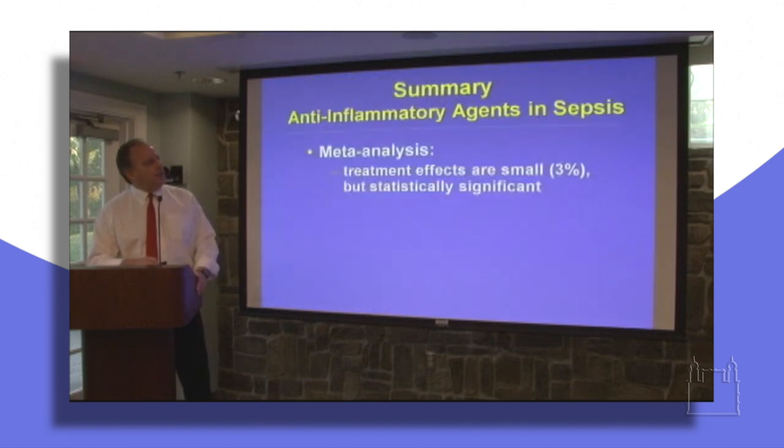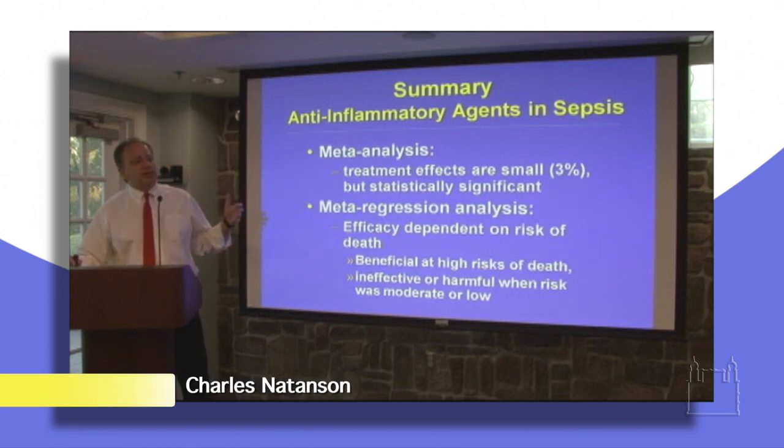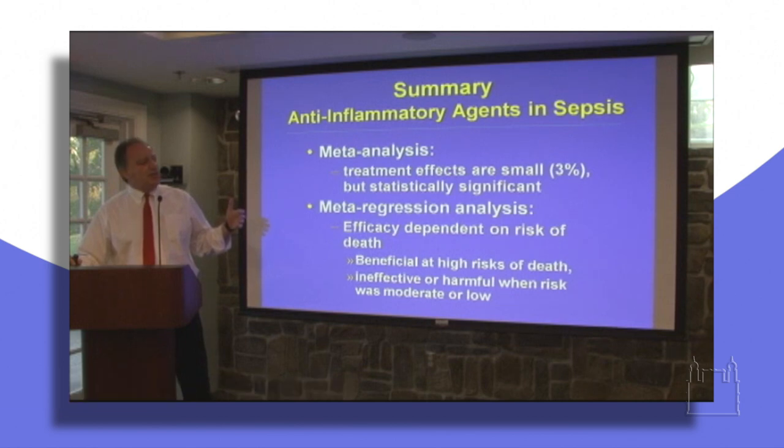So, in summary, doing a meta-analysis, we found that the treatment effects were small. Doing meta-regression, we found that the efficacy was dependent on risk. The meta-regression, based on control mortality, explained to us why there were different treatment effects, why there was one effect in animals and another effect in humans. They're beneficial at high risks, but they're ineffective or harmful at low risk.